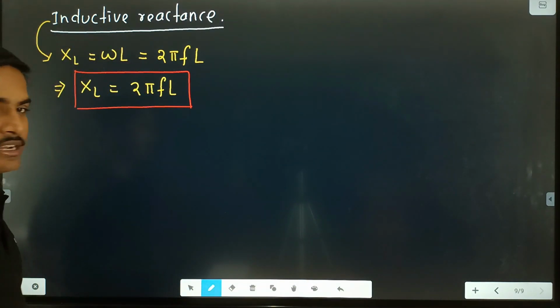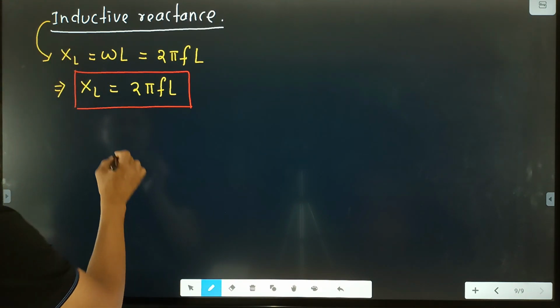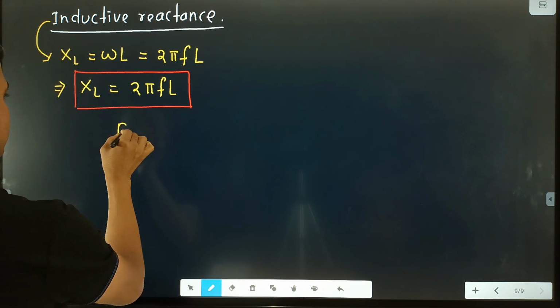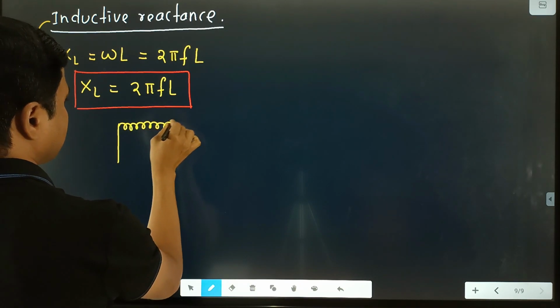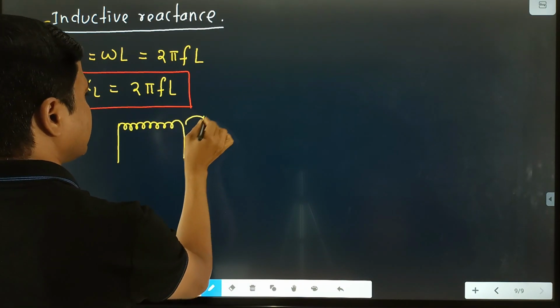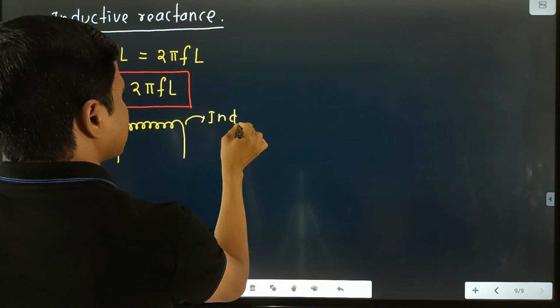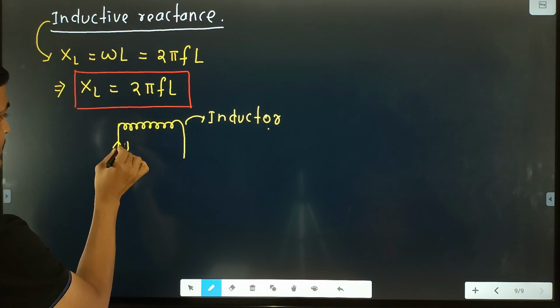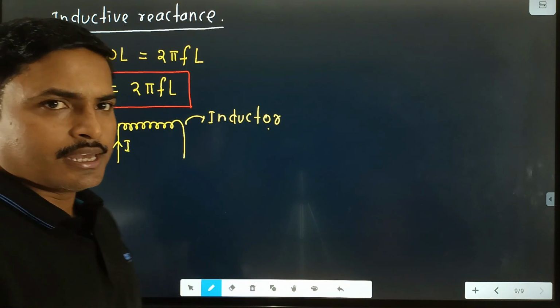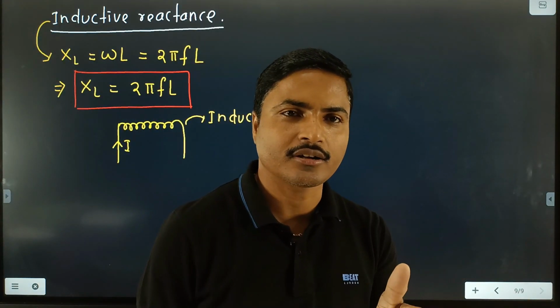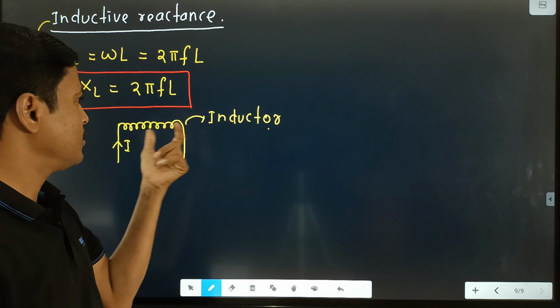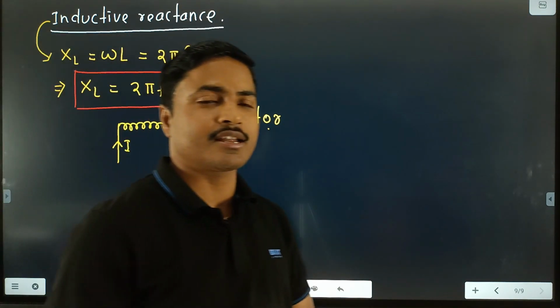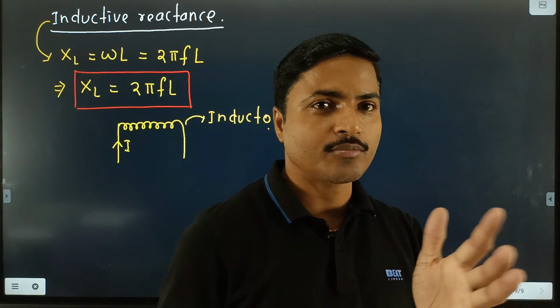But what is the meaning of inductive reactance? Suppose a coil is there. This one is the coil, or this one is also known as the inductor. And if a current is flowing through this inductor, what happens? This inductor opposes the flow of electric current, that means total opposition.